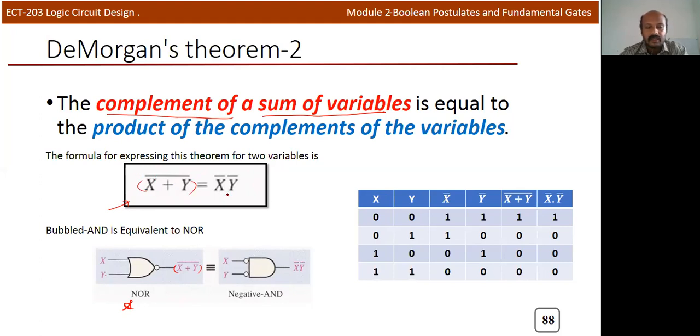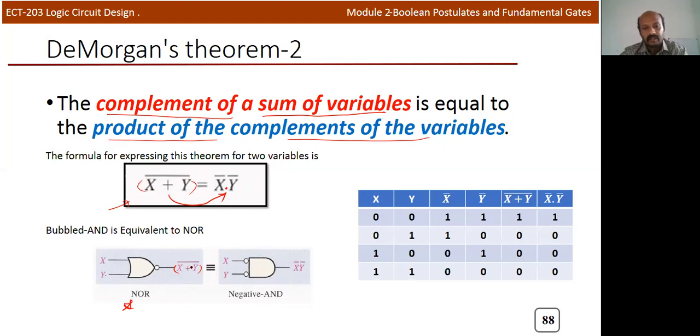x plus y we will consider as a single term, and we will take NOT for the entire operation, x plus y the whole bar, which is equal to x bar into y bar, or the AND operation, the product of the complement of the variables. So here take the individual complements x bar and y bar, then we perform the AND operation. So this OR operation becomes an AND operation, and this entire term becomes split into two. That's the second theorem.